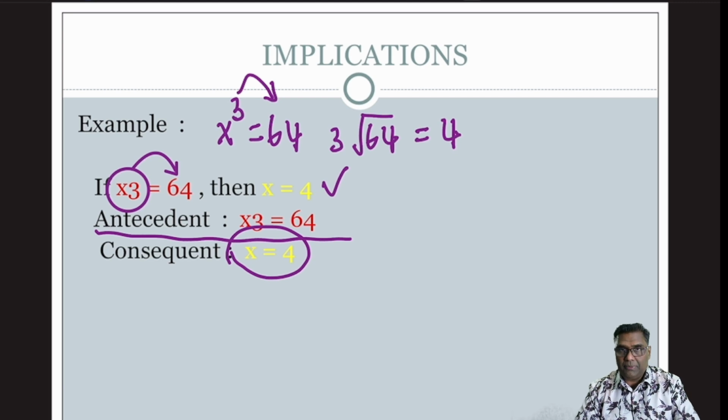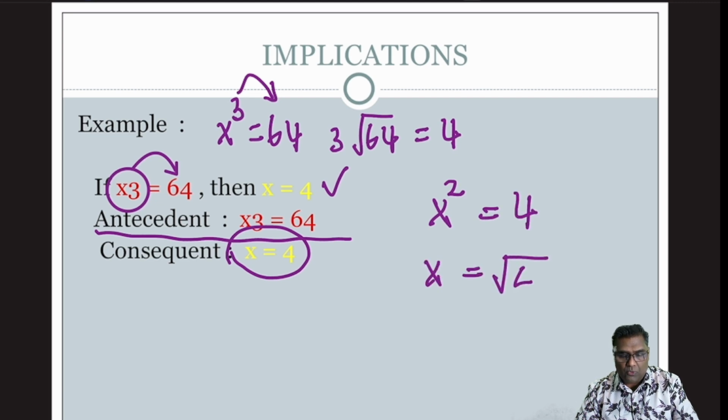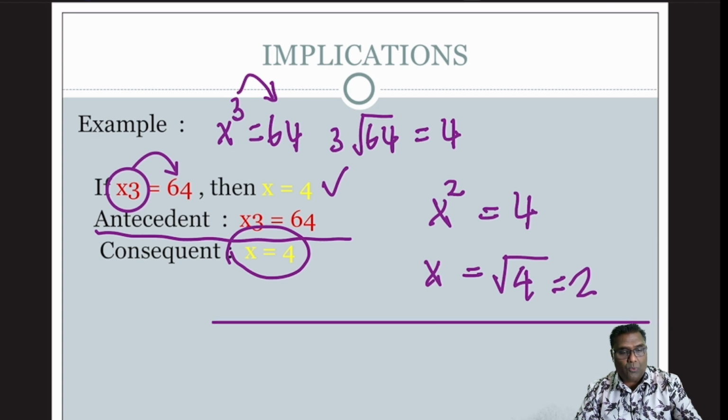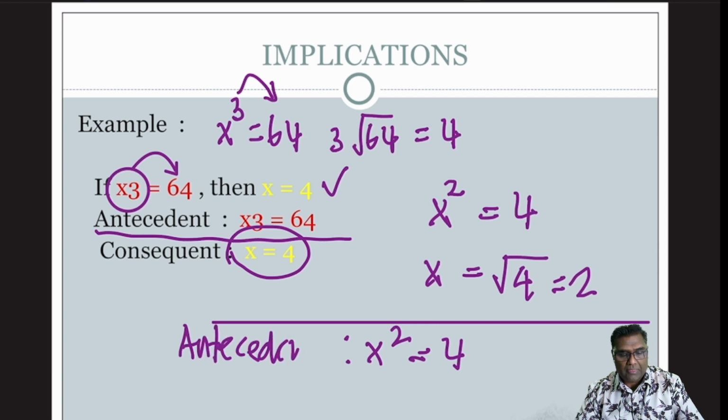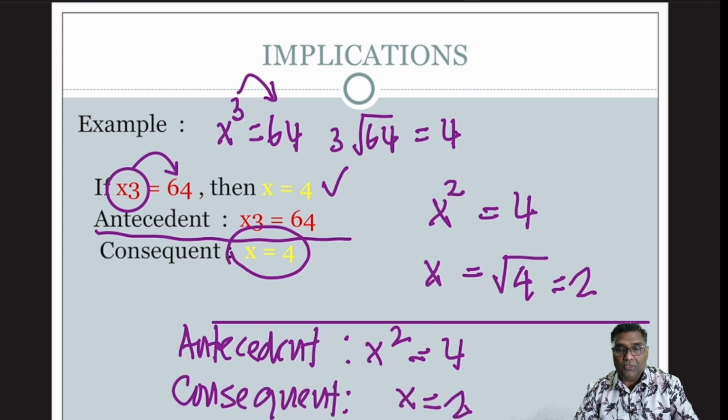I give you a simple example, just a very simple one. Okay, we know x squared is 4 and x square root of 4 is going to be 2. So what is the conclusion? Our x squared equal to 4 is called antecedent. And the consequent is called the jawapan, x equal to 2. This is what you need to know on implications.